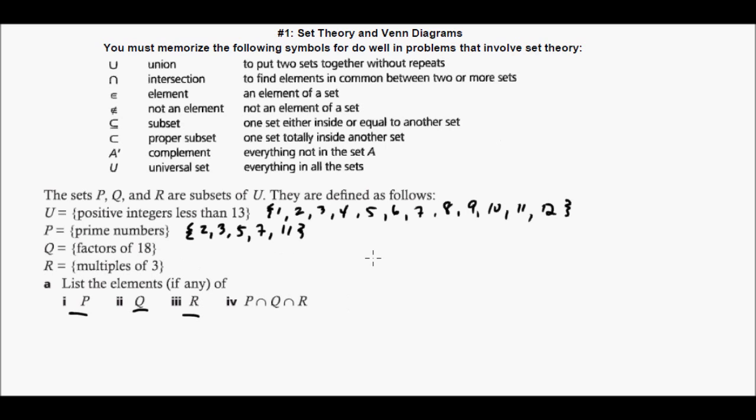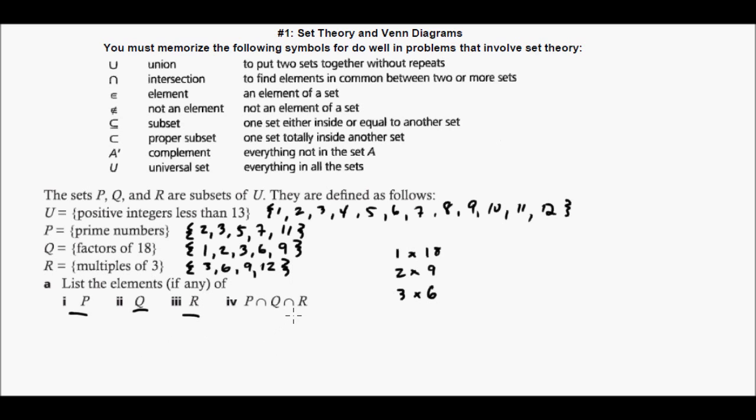Factors of 18. Now, with that, I would just go like this: 1 times 18, 2 times 9, 3 times 6. So which ones are below 12? Well, it's going to be 1, 2, 3, 6, and 9. So we will go 1, 2, 3, 6, and 9. Okay? And then multiples of 3. Multiples of 3 is just skip counting, so we'll go 3, 6, 9, 12. And we're good to go.